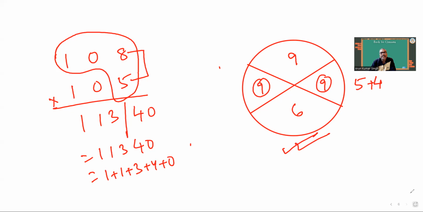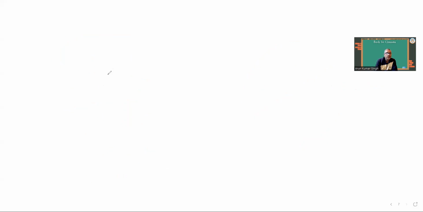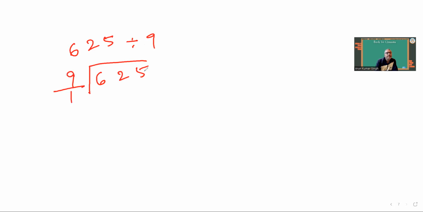Let's see. The last thing is division. Now I have to do a division. So let's see here. Suppose 625 divided by 9 is there. So how will I do? Let's see here. 625. Here the Nikhilam of 9 is 1. So as there is 1 digit, here will be 9 and 1 will be written.